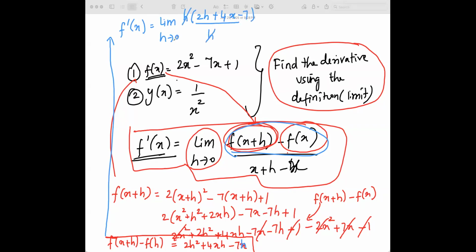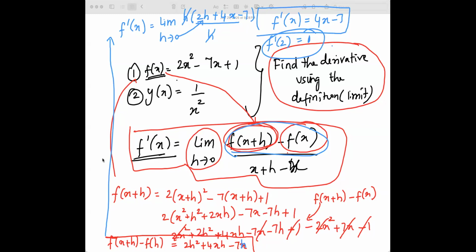h and h get cancelled. Now apply h equal to 0 limit. What happens? f dash of x will be equal to 4x minus 7. Any questions? Okay. Now if I ask you for f dash of 2, you substitute 2 here and say that is 1. Make sense? All right. Can I move on?